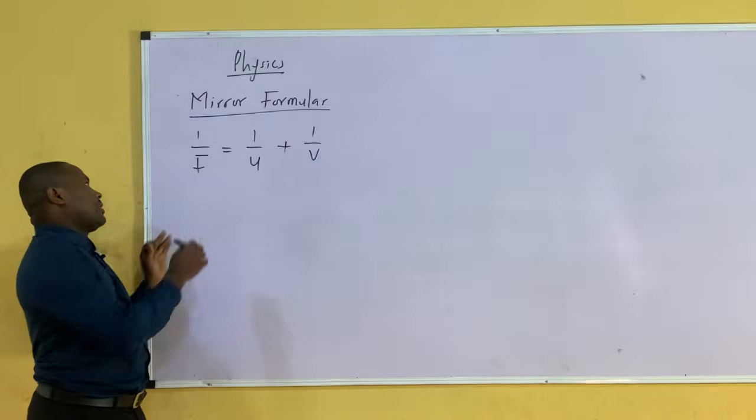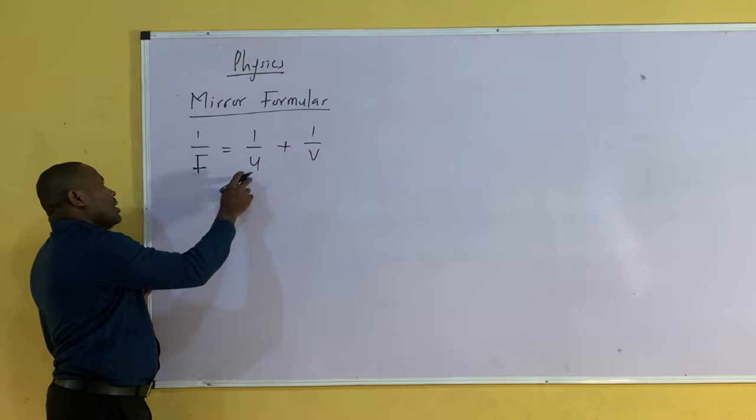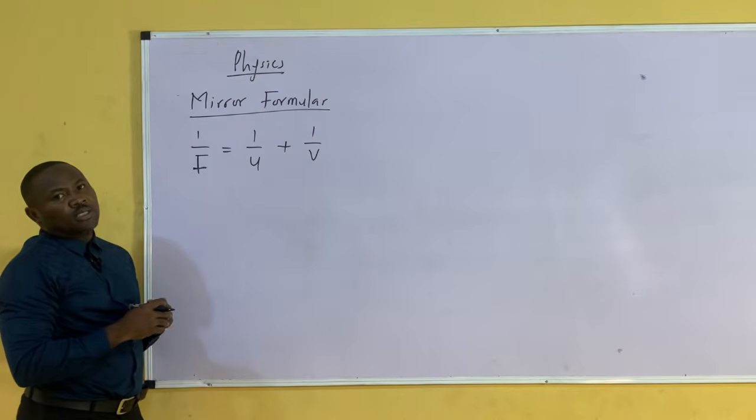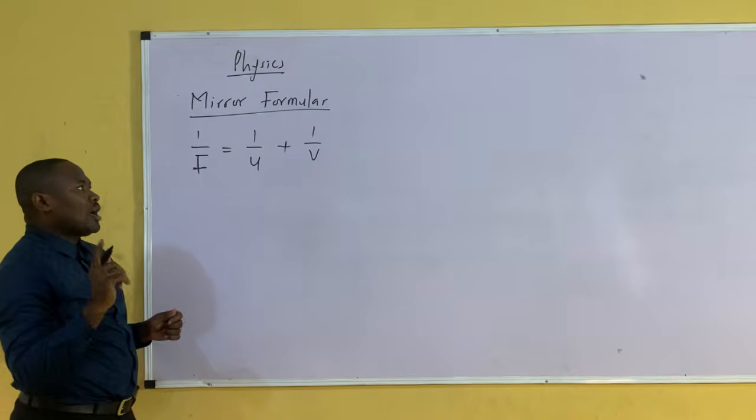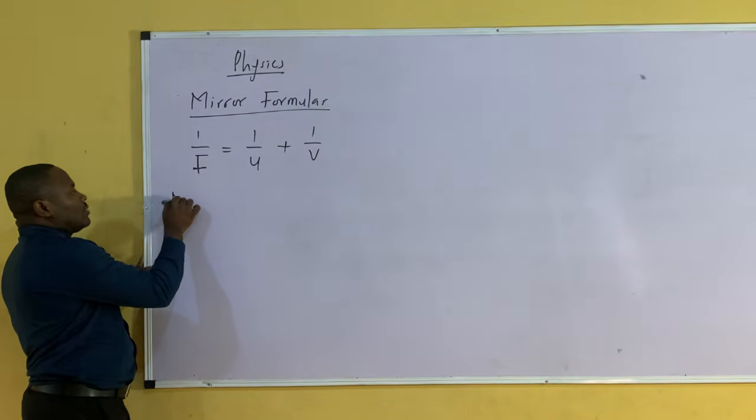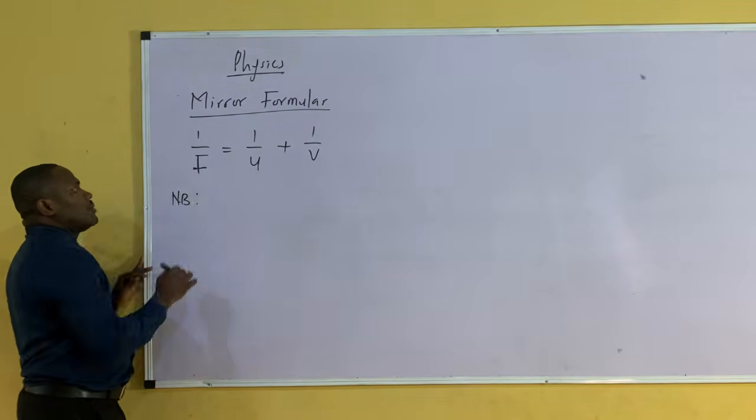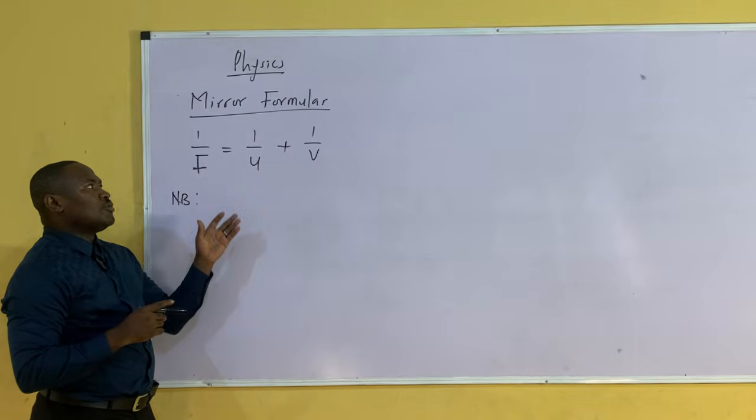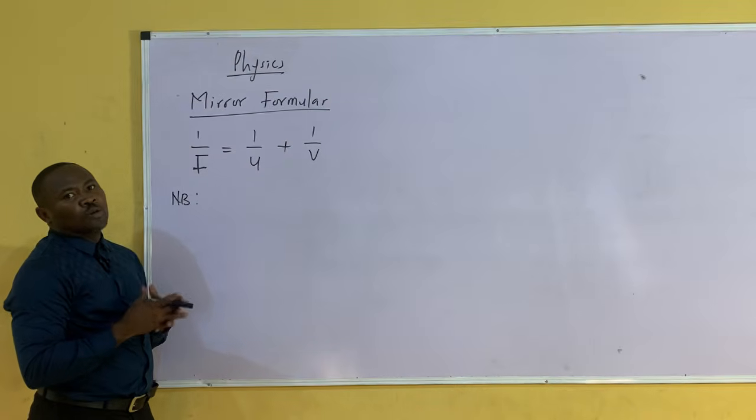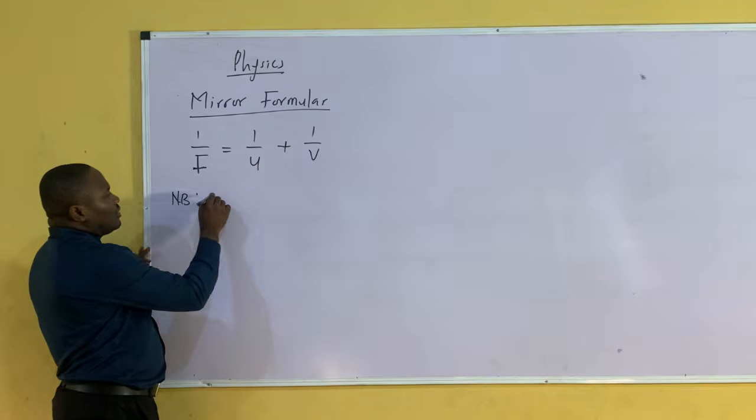What is our f? Our f is our focal length, our u is our object distance, and our v is our image distance. I want you to take note of all of these things I want to say, because once you can know all of these things I want to say, it will be much easier to calculate this with this formula.